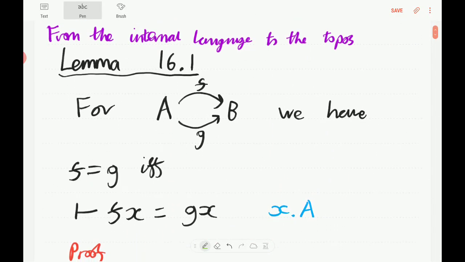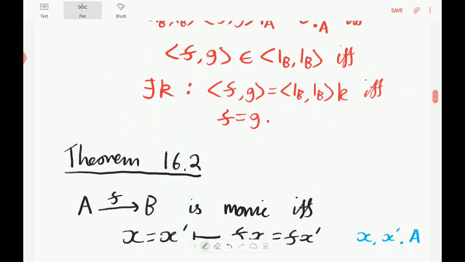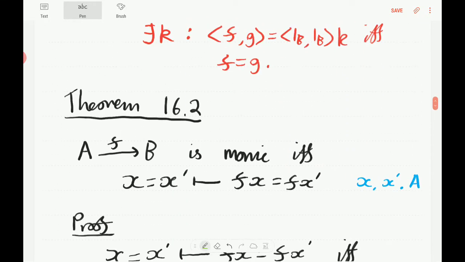In fact, this is really just a Mitchell-Bénabou language encoded way of saying that two arrows are equal if and only if they always act the same way on any kind of arrow that you compose them with. So here's another kind of result which is nice. It's a little cryptic maybe, but this next result says that an arrow in a topos is a monomorphism if and only if it's internally one-to-one.